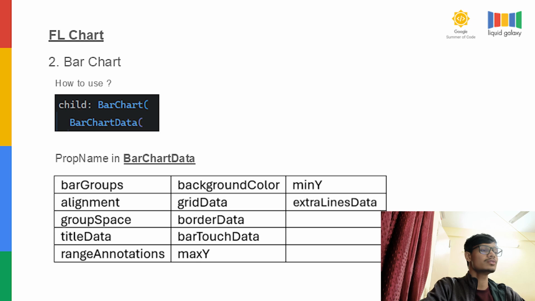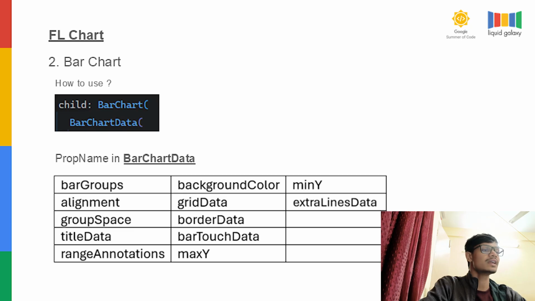Now let's see how we use bar chart in Flutter using the FL chart package. Bar charts are mainly used when we want to compare values across categories like daily sales, attendance, or performance metrics. In Flutter, we create a bar chart widget and pass bar chart data to it. Bar chart data controls the entire chart layout, while group and rod define individual bars. Bar chart data: bar groups holds all bar groups. Min y, max y set vertical scale for better readability. Alignment aligns the bars evenly. Group space controls the space between groups. Background color improves visual clarity.